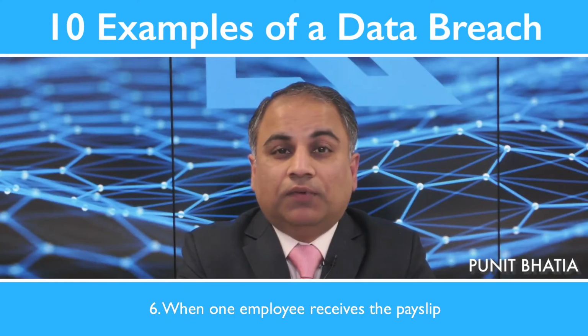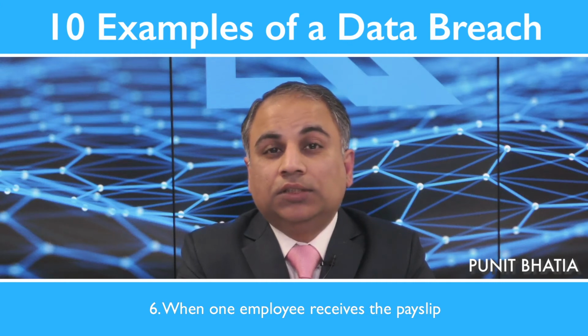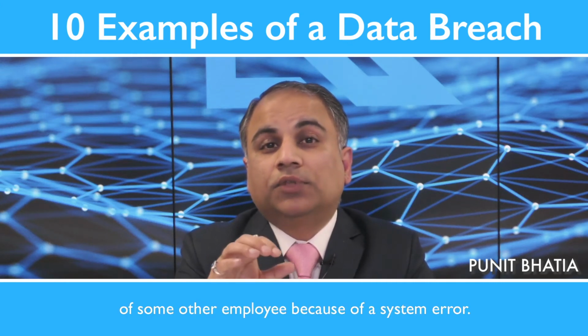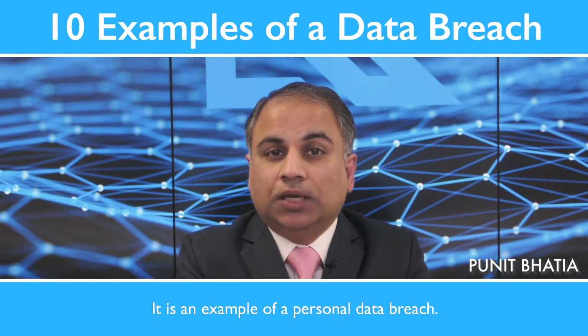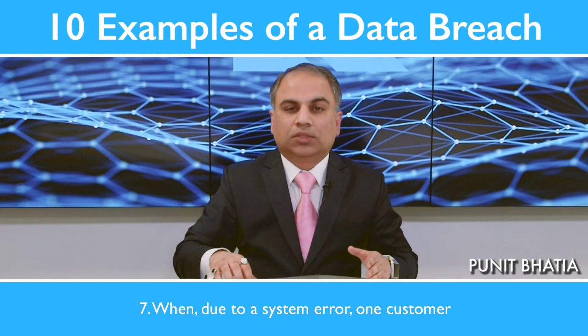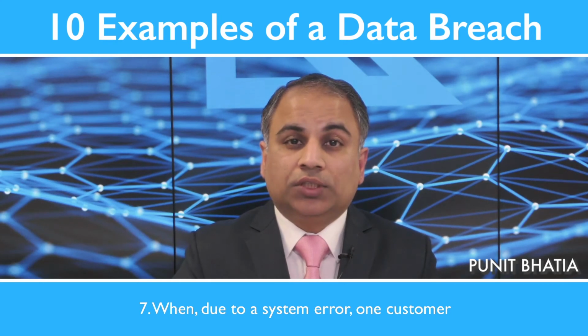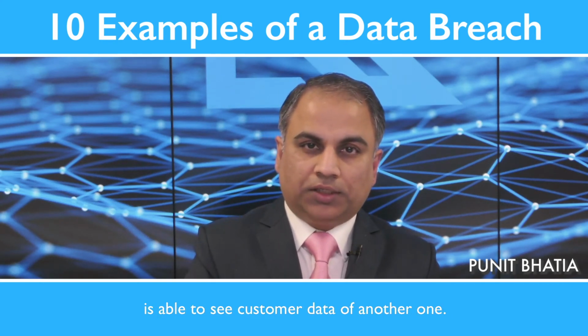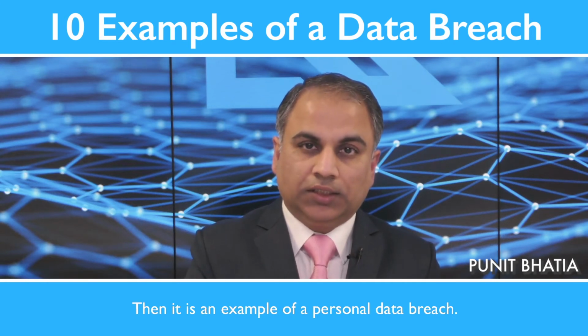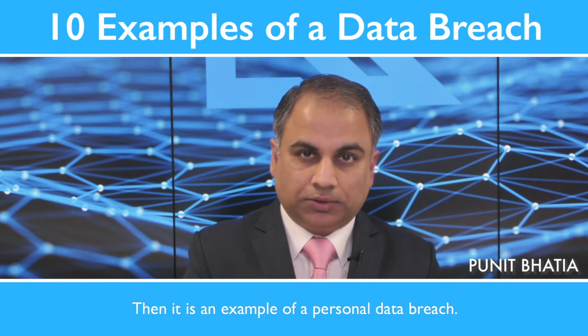6. When one employee receives the payslip of some other employee because of a system error, it is an example of a personal data breach. 7. When due to a system error, one customer is able to see customer data of another one, then it is an example of a personal data breach.